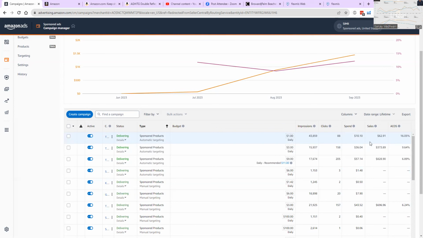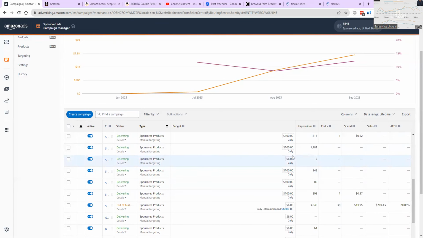Now, there are two ways of doing it. One way is to go inside a campaign and add an ad group. That used to work really well, not anymore. The best way now is to just leave that campaign as is, come out and create a new campaign. That's the best way.